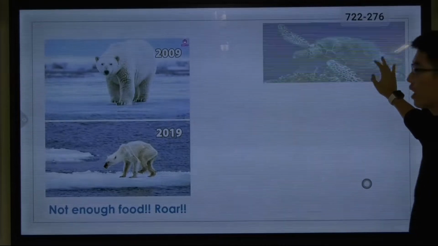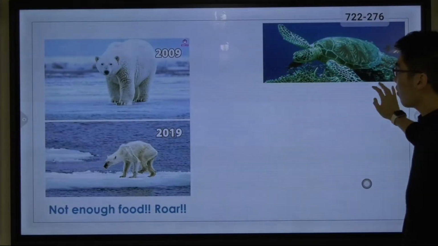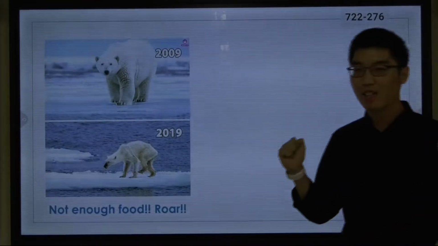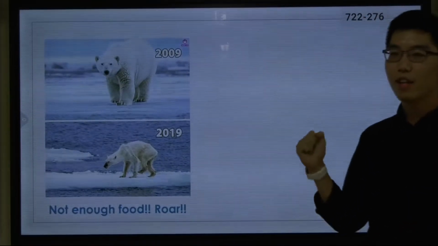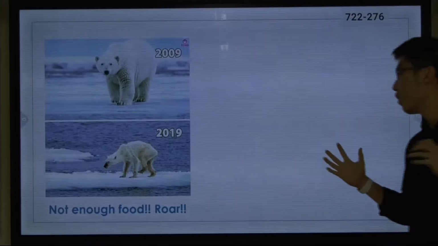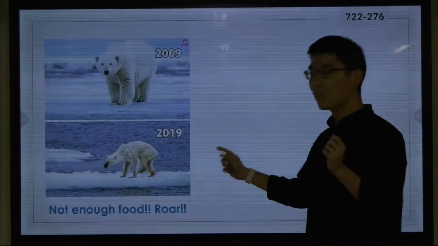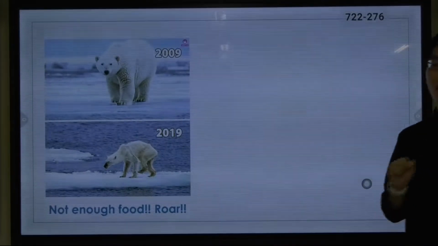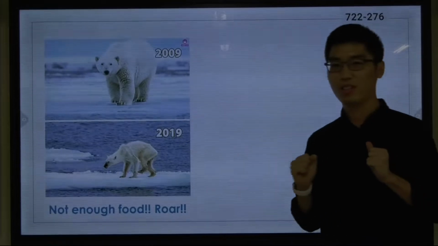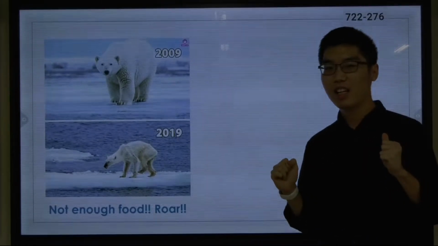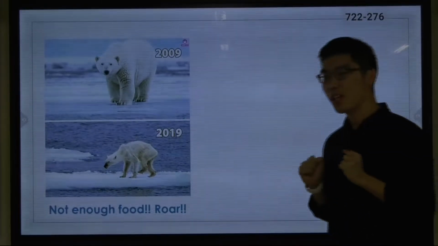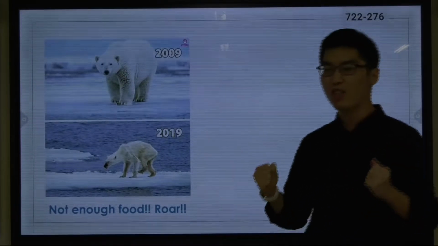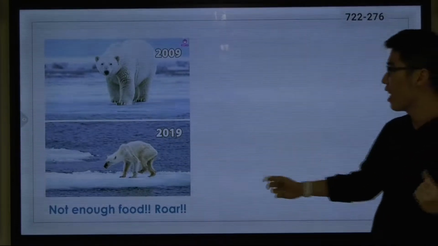As in this picture, you can see a polar bear in 2009 is very fat. It got enough food supply to grow. But 10 years later, you can see this polar bear looks so what? So thin. It doesn't have enough food to eat. It's not enough food for me to eat. I only have a skeleton left, just like a skeleton.